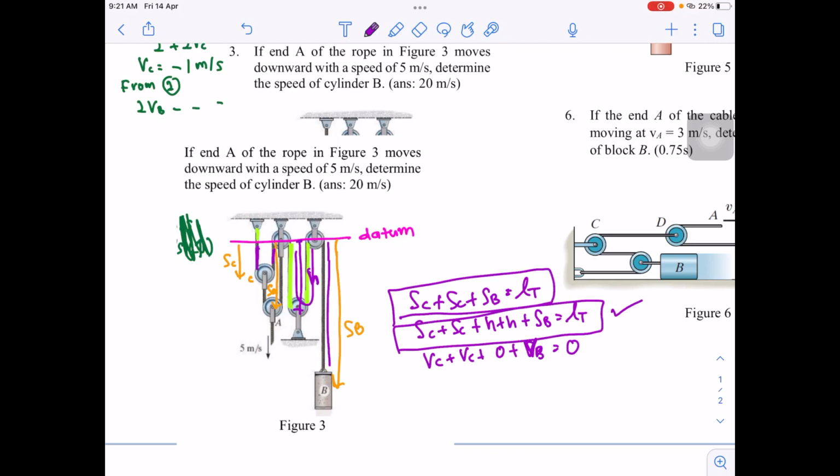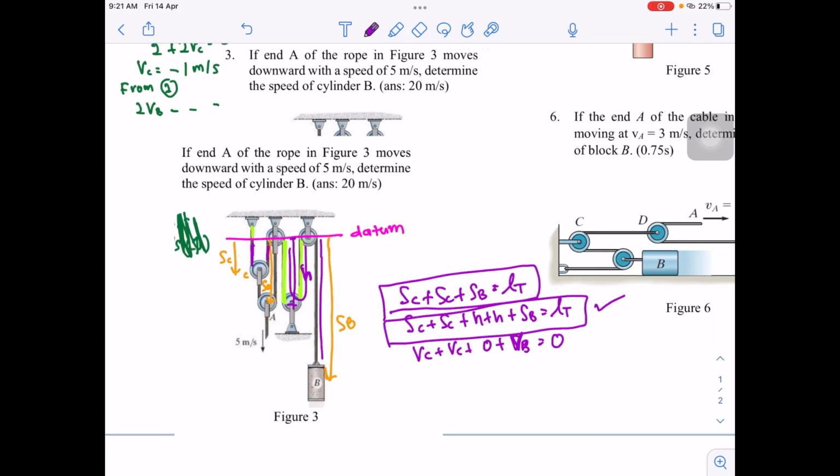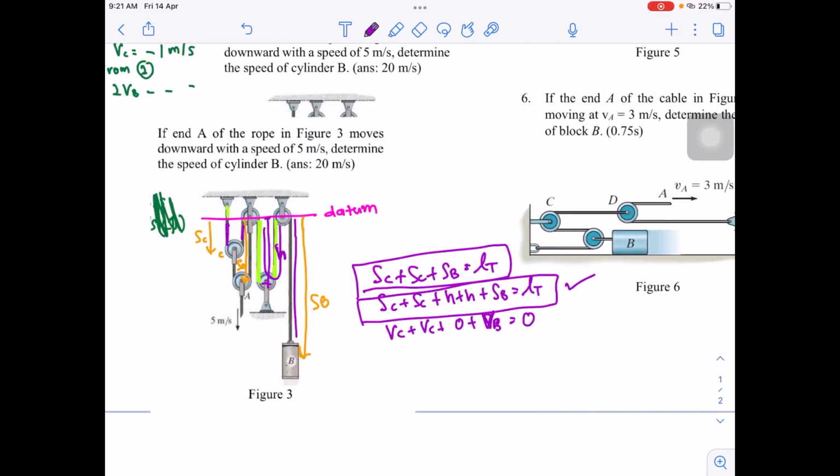Tapi untuk equation yang seterusnya, velocity dan acceleration, tak ada masalah. Okay. Okay, saya cadangkan you label jugalah. You label juga.